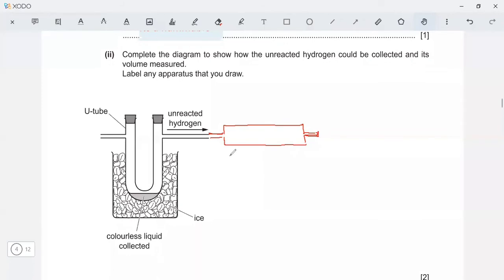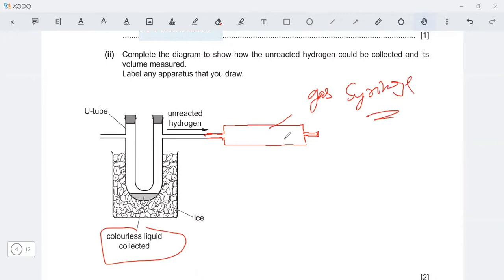Already I have labeled it. Basically, gas can be collected properly and accurately by means of a gas syringe. So the diagram here, I have made it. Here we go to the colorless liquid collector, and then unreacted gases can be collected by just attaching a gas syringe. This is called a gas syringe. So that is why you need to draw this diagram of a syringe. The syringe diagram is required. I hope it is clear.